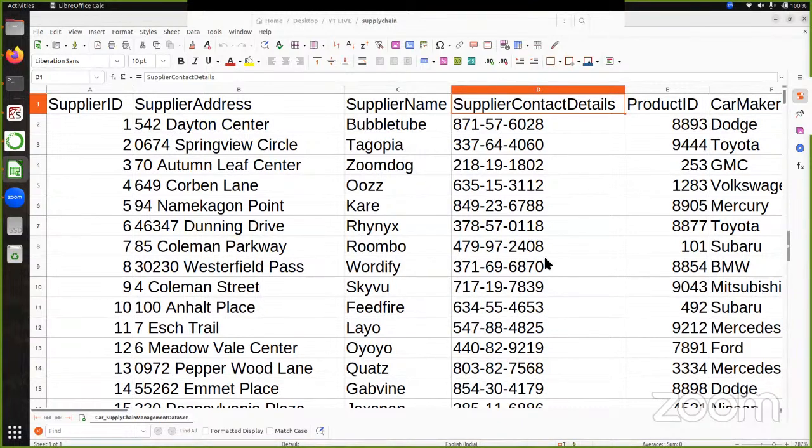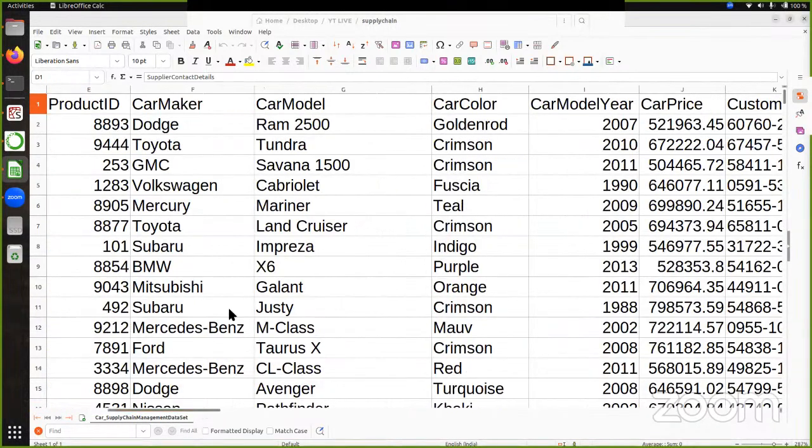Then after that, we have the product ID. Okay. So in the product ID, you're going to have information about what product are you using. So for example, if we have Toyota, what is the product that is being used in the Toyota? What is the product which is used in Mercedes-Benz? So we have M class, CL class, right, etc. What is the color of the car? And then we also have the car model year. In which year was this car created?